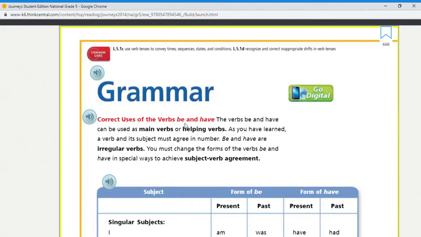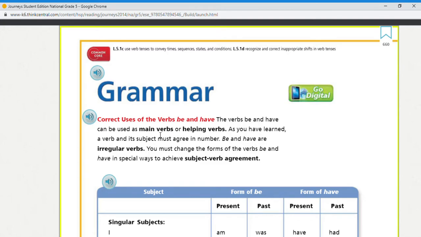So today we're going to discuss grammar, and our lesson is going to be about the verbs be and have. In the verbs be and have, guys, they both could be used as main verb and helping verb. And let's remember the meaning of main verb and helping verb.